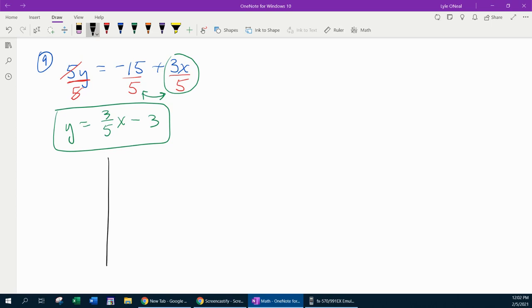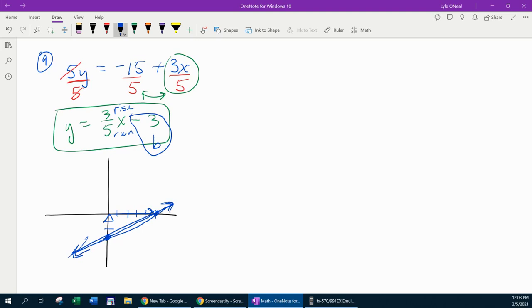And so now if I go to graph this using my poem, I'm going to plot the b, which is at -3, and then I'm going to rise and run. So from the y-intercept, I'm going to rise 3 and run 5, and that'll get me to a new point. Okay, one more time. Plot the b, rise and run, connect the dots, and then you're done.